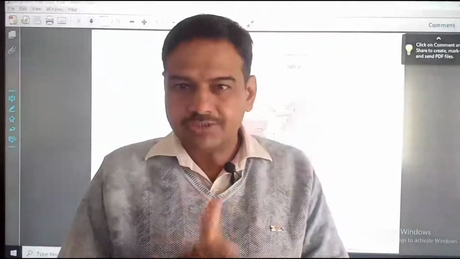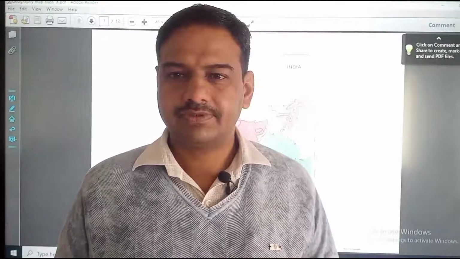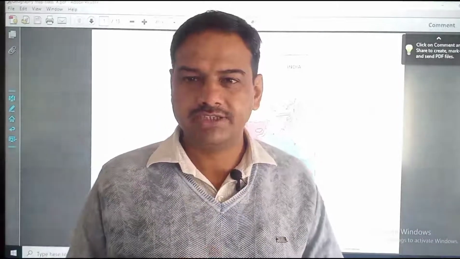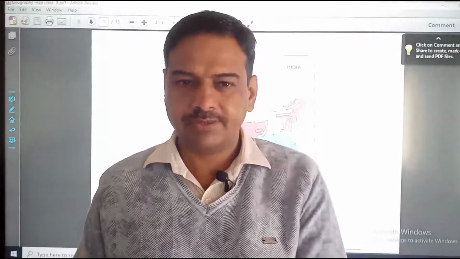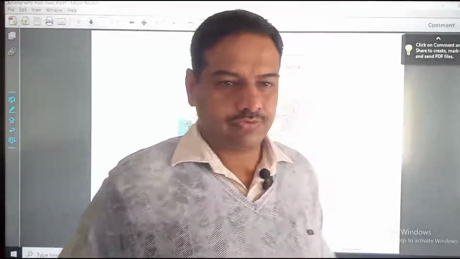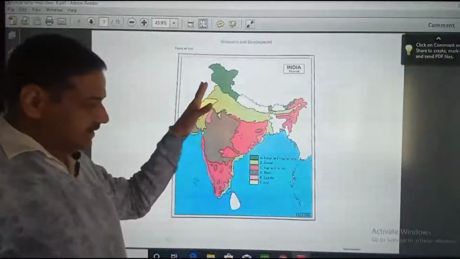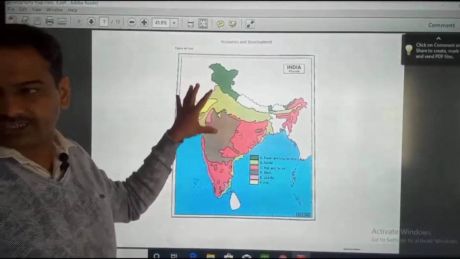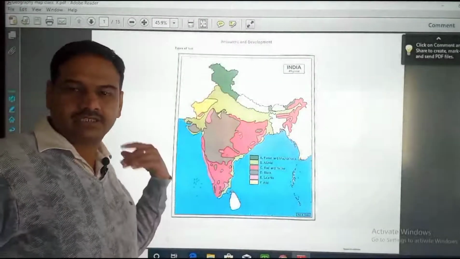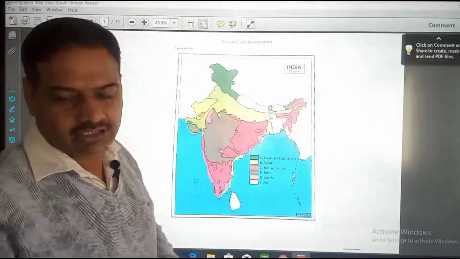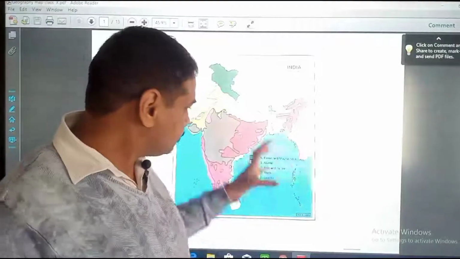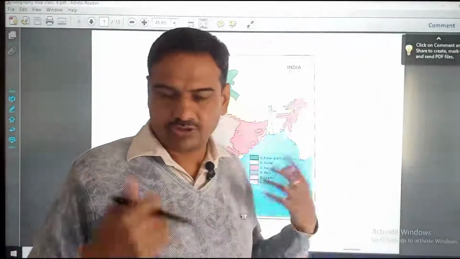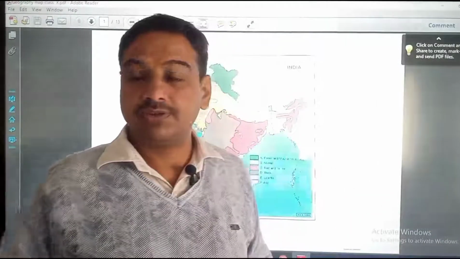Good morning students. Today we will start the map practice for class 10th geography. So we will begin from the first map, from the first chapter itself. You can see that in the background there is the map. This is the map which tells us about the distribution of soil in India. And these are shown by different colors. So we will discuss one by one which soil is found in which region.